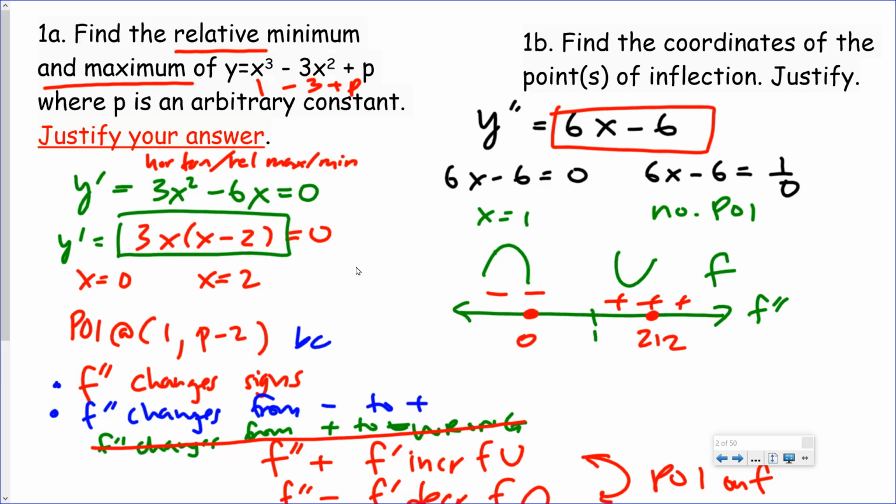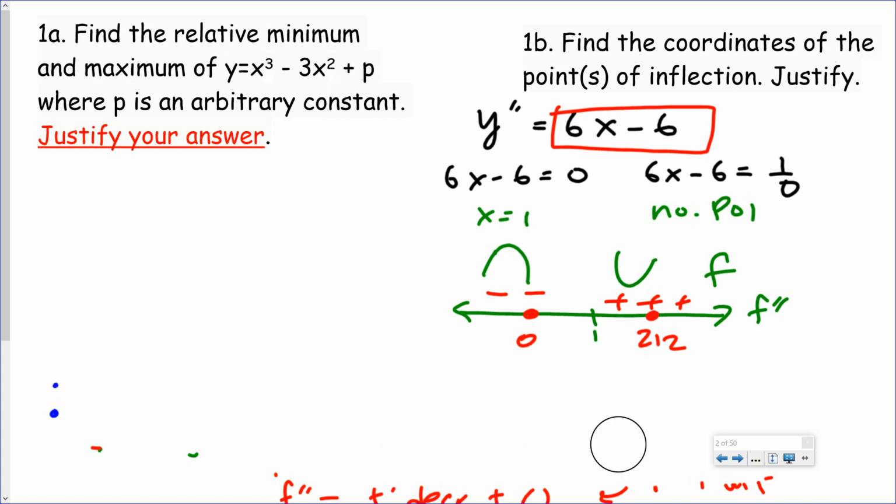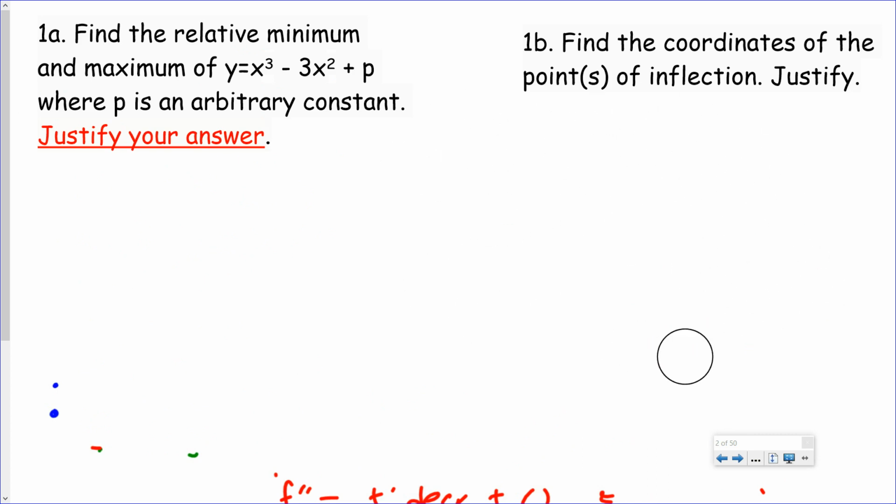All right, guys, let's look at the first question here. The first question says you've got a function. They give you this function. Something weird, though: the function has a p in it, okay? And you're asked to find the relative max, the relative min, and the POIs, okay?